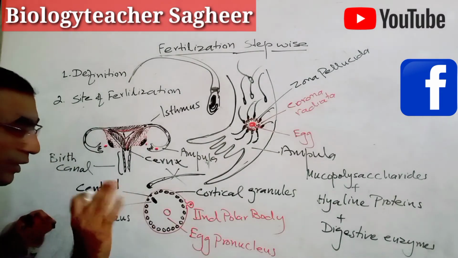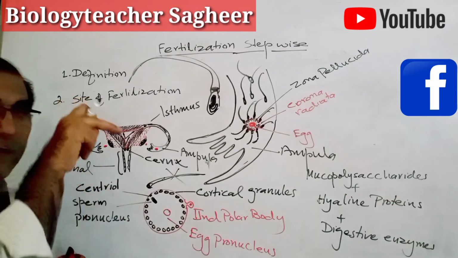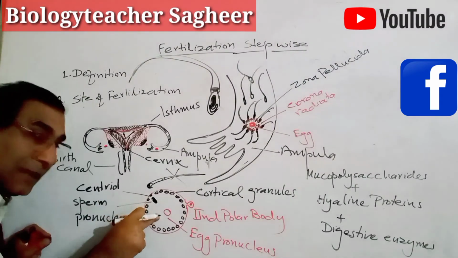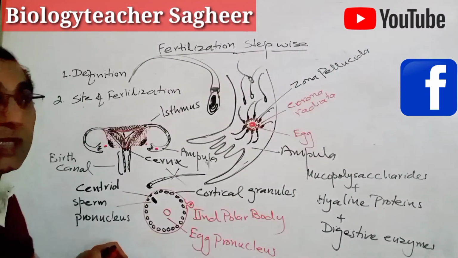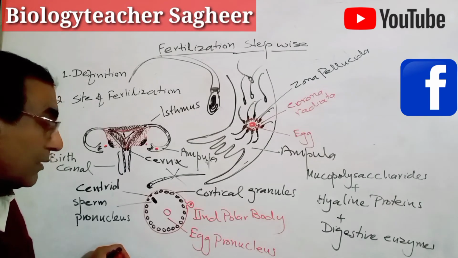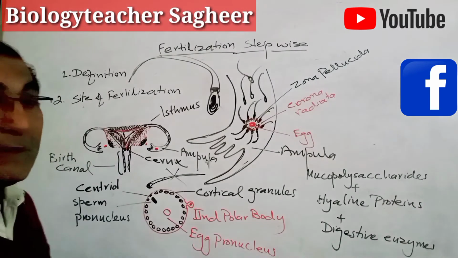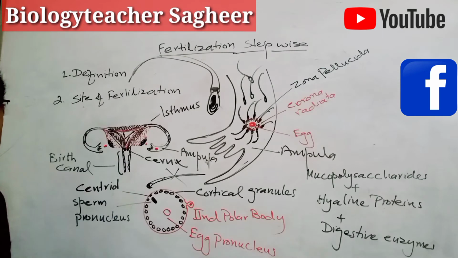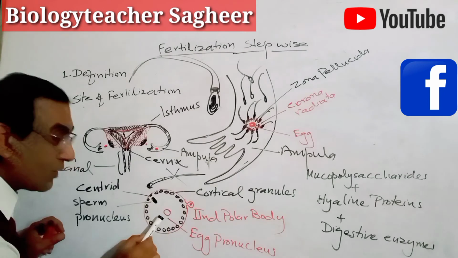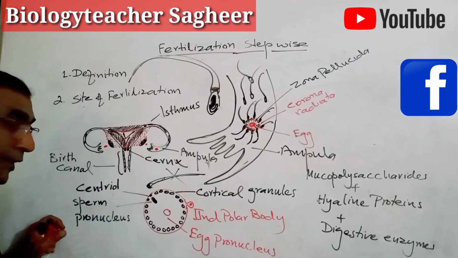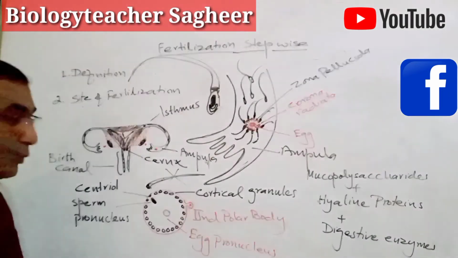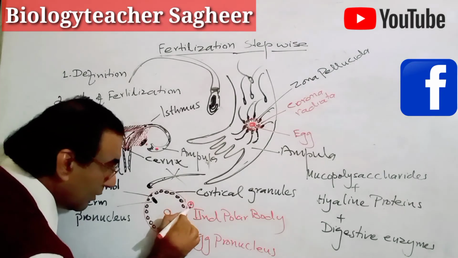Now what happens? As the head enters into the cytoplasm of the ovum or the secondary oocyte, the secondary oocyte undergoes the completion of the second meiotic division. You know that the secondary oocyte is released during ovulation in the case of mammals, not the ovum. Make sure. Now this secondary oocyte completes its second meiotic division, and the second polar body is released. This is the second polar body. It is released.